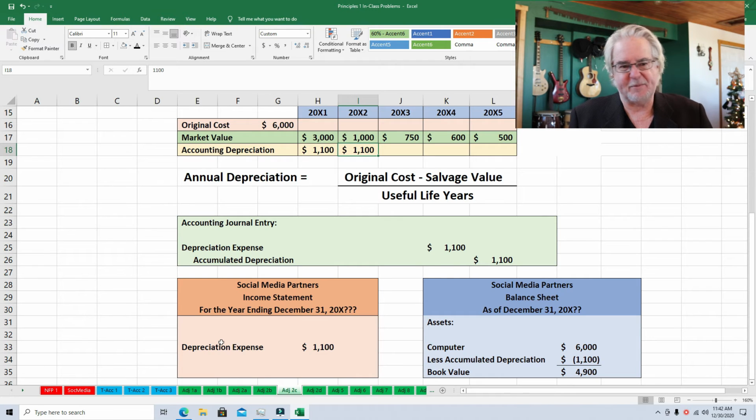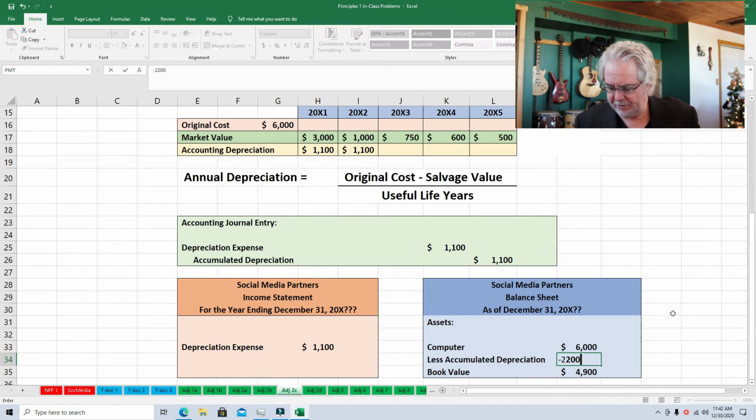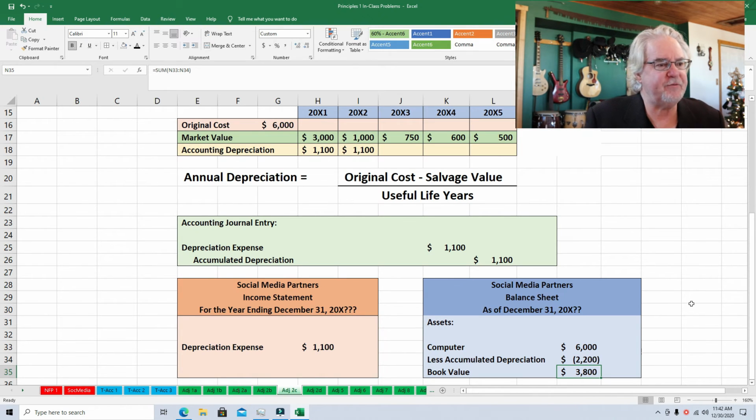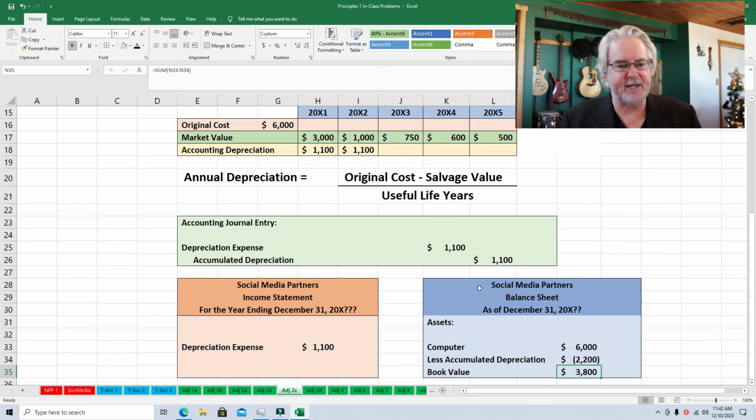Expenses go on the income statement because by now you know only two things go in the income statement: revenues and expenses, nothing else. And then over here on the balance sheet, it'll look pretty much the same, with the exception that instead of accumulated depreciation being 1,100, now we've got 1,100 times 2. All right, so we've got 2,200 minus 2,200. There we go. So the book value, folks, at the end of the second year is 3,800.